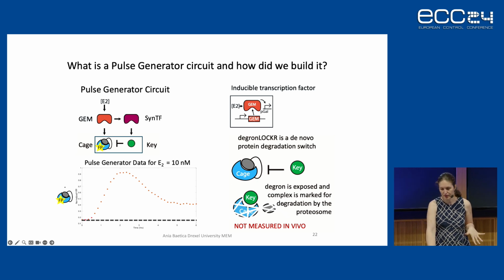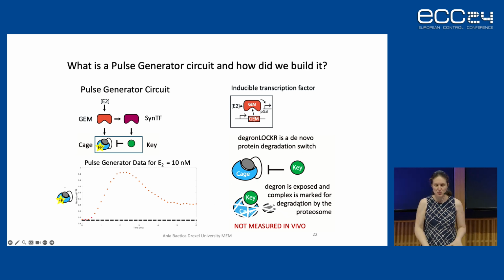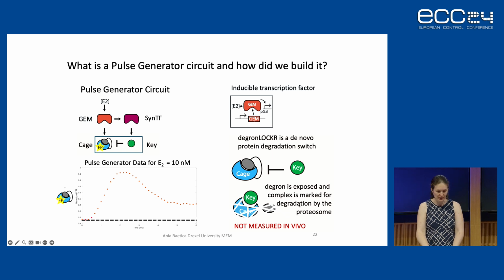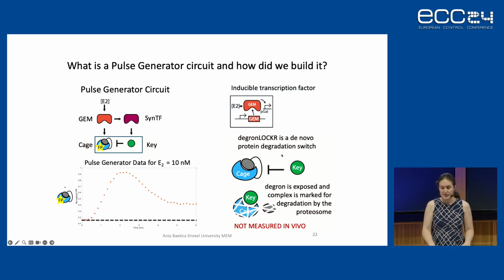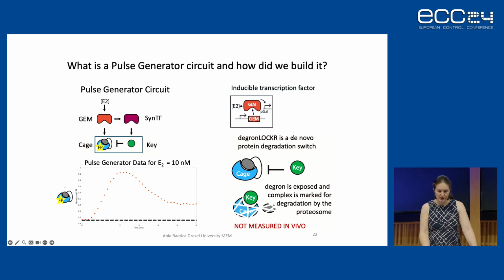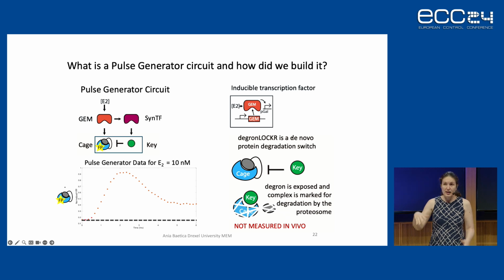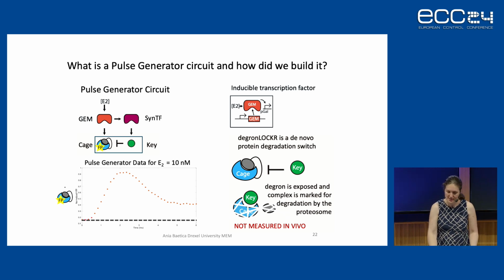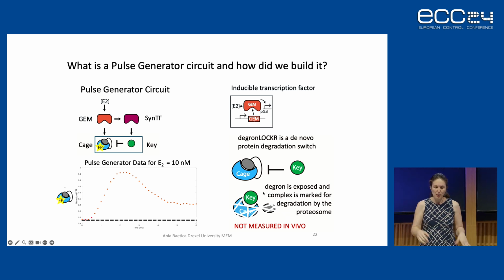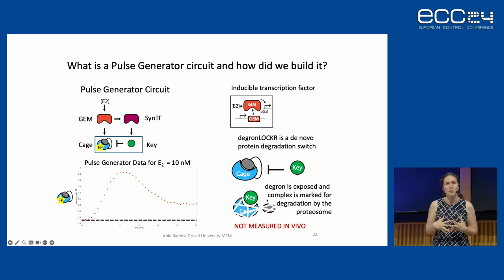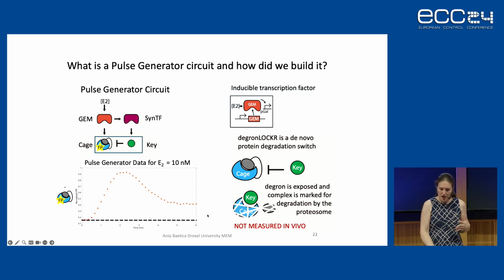The interesting part about this particular implementation of the pulse generator is that it relies on designer proteins, and in particular on this de novo protein degradation switch called Degron locker. The way that Degron locker works is that if the cage and the key see each other, then the Degron is exposed, and the complex is marked for degradation by the proteasome of the cell.